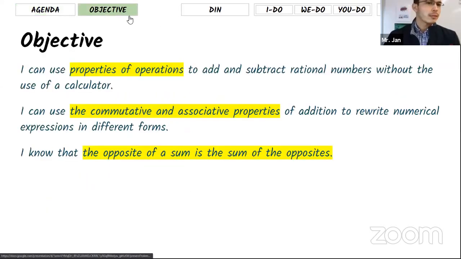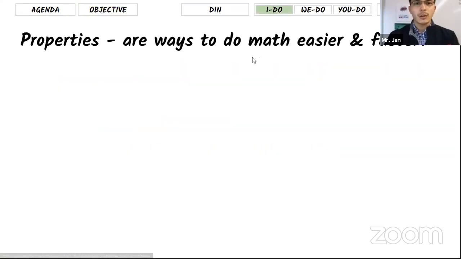So today's objective is: I can use properties of operations to add and subtract rational numbers without using a calculator. The second one is commutative and associative properties, like switching order and grouping numbers when we rewrite numerical expressions. And the last one is the opposite of a sum is the sum of the opposites. There is one more thing, and we already know this; I'm just going to go over this, the last one too. Okay, so this is the objective for today, and let's start the I do part.